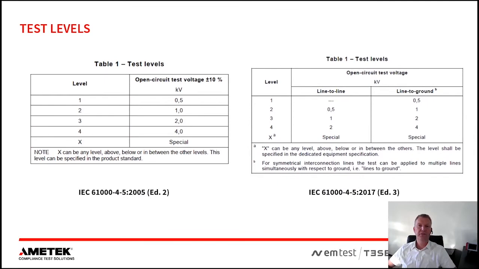In difference to edition 2, edition 3 now separates between line-to-line and line-to-ground coupling. Line-to-line means between phase and phase, as well as phase and neutral. The highest test level for line-to-line coupling is now 2 kV, and for line-to-ground it is still 4 kV.